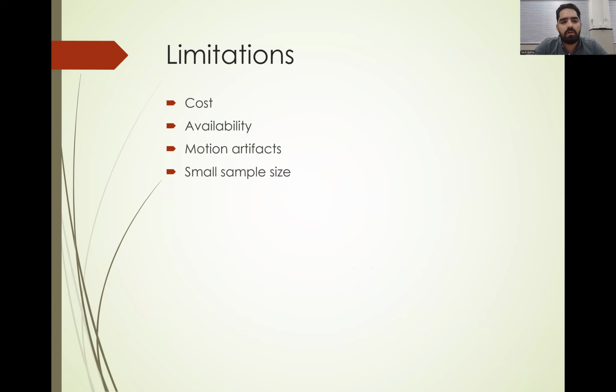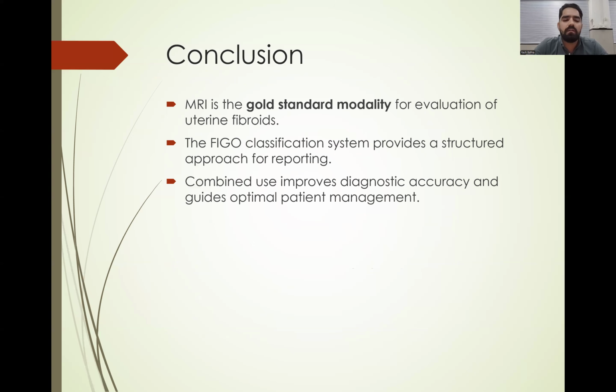Limitations are cost, availability, motion artifacts, and small sample size. Conclusion: MRI is a gold standard modality for evaluation of uterine fibroids. The FIGO classification system provides a structured approach for reporting. Combined use improves diagnostic accuracy and guides optimal patient management.